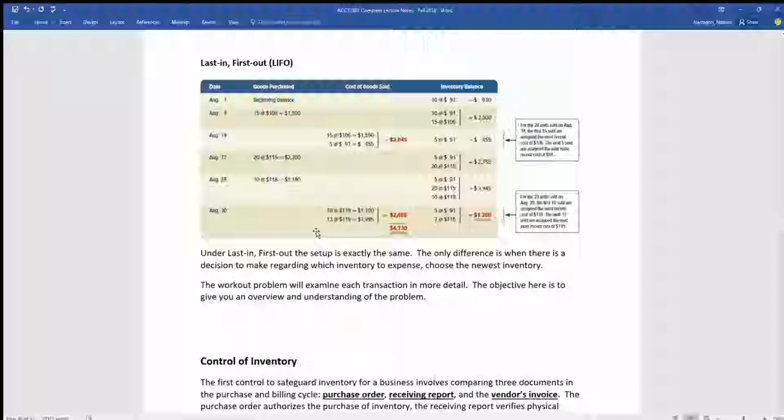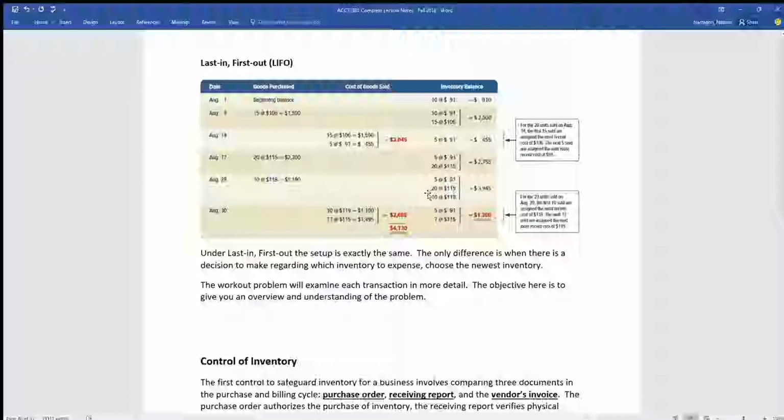Alright, so August 30th, we again have 23 units. Notice this. Again, I go from the last one. The last one that came in was the 10 at 119. That does not get us to 23, but we can take out 10, which says we have 13 units left. So I get to take the whole 10.